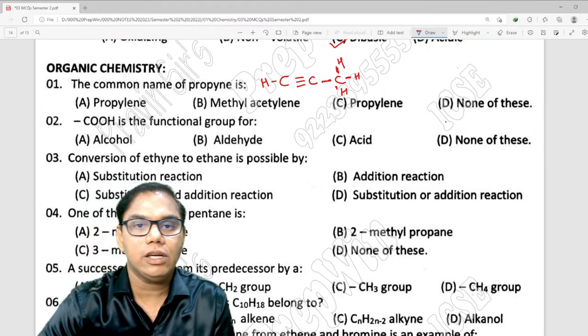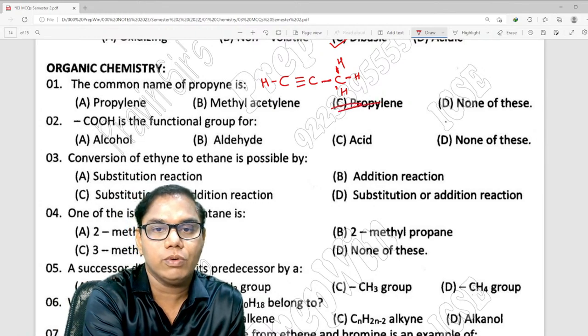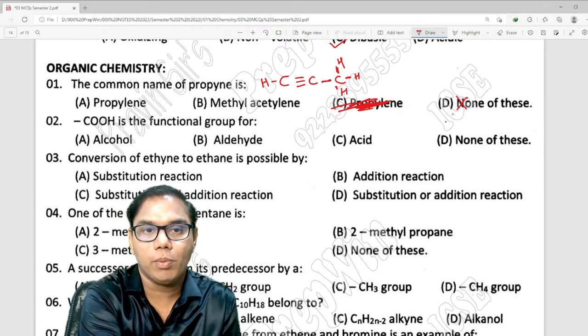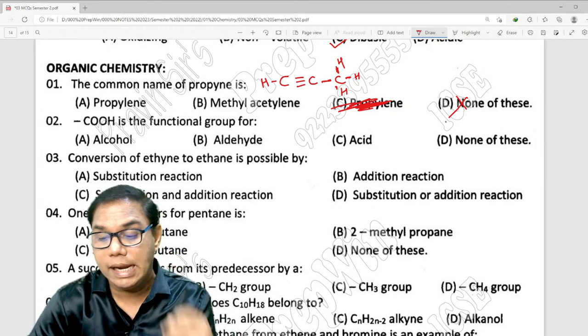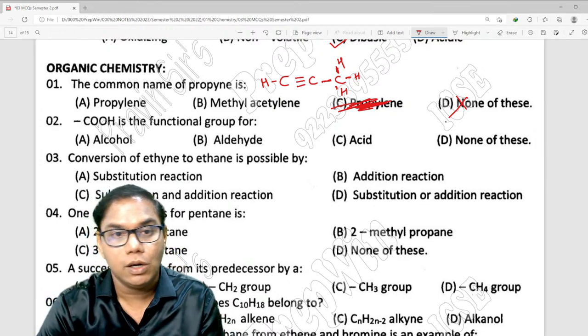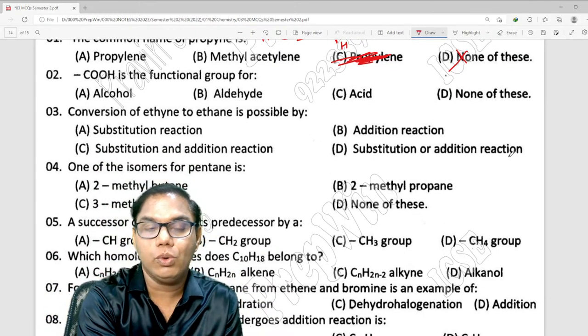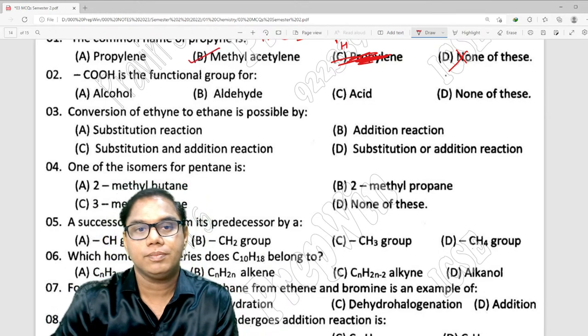A and C options are repeated. I will remove this. None of these is an option. Which is the option? What is it called? Common name we want. You will be surprised to know the answer. Oh, you are not surprised. I am surprised, you are getting the correct answer.